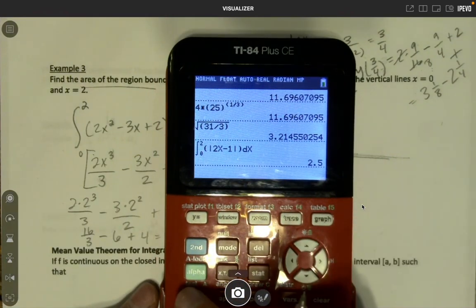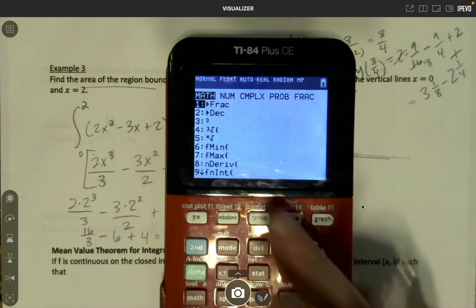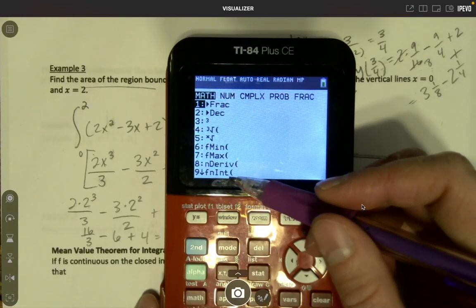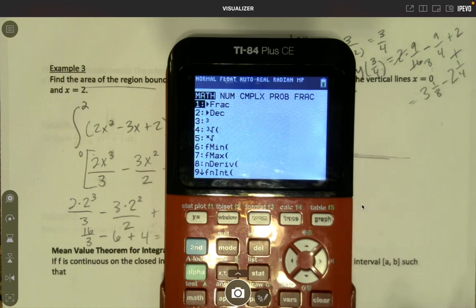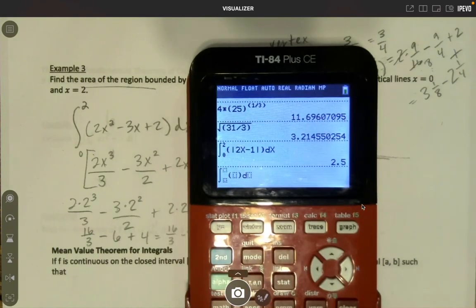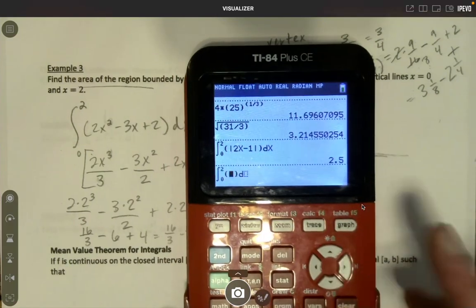So I'm going to go to math, and I want a definite integral, finite because I know what it's going to be. It doesn't go on forever. It's not infinite. It's not indefinite. So I'm going to press 9. And then I put in all my information, 0, 2.